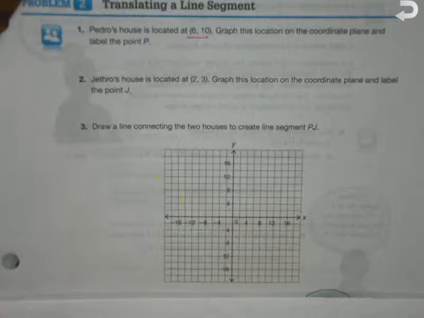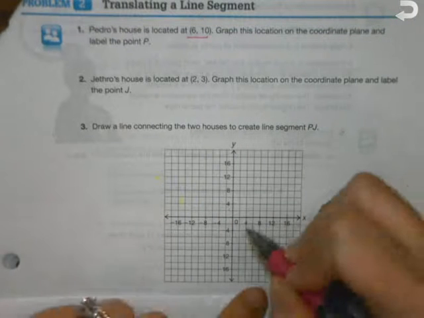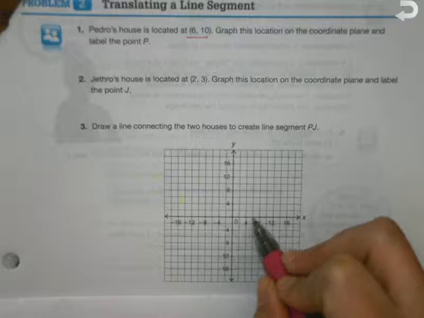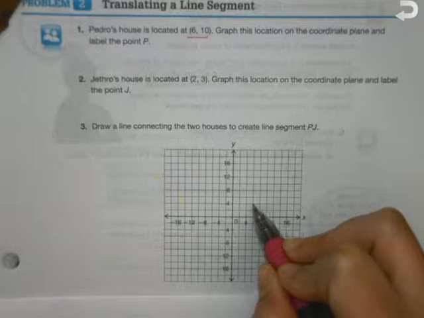So Pedro's house should be somewhere, it looks like these are counting by 2s. So 2, 4, 6. And up is counting by 2s. So 2, 4, 6, 8, 10. So we should be right here.